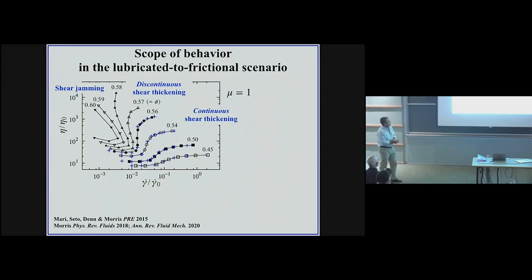So we've talked about this over the last decade, so I don't want to dwell on this, but the basic behavior, for those who aren't familiar, is this lubricated to frictional scenario, where you start off at lower concentrations with lubricated interactions that then become dominated by friction at higher concentrations. Here, you see a continuous shear thickening that gets steeper and steeper until you have a discontinuous shear thickening. And then you can actually have this multi-valued scenario, and then shear jamming can occur.